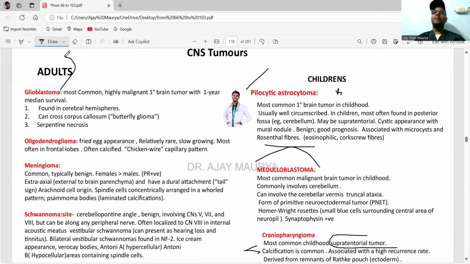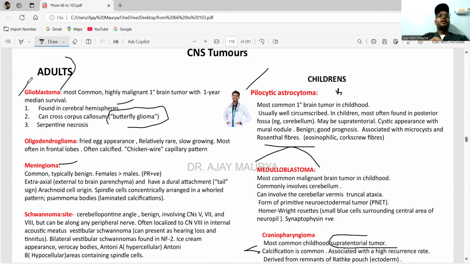Next, coming to the adults: glioblastoma is the highly malignant tumor, the most common one. The most common benign is the meningioma. It is found in the cerebral hemisphere. In glioblastoma we will see the serpentine necrosis, and there is a butterfly-shaped glioma.